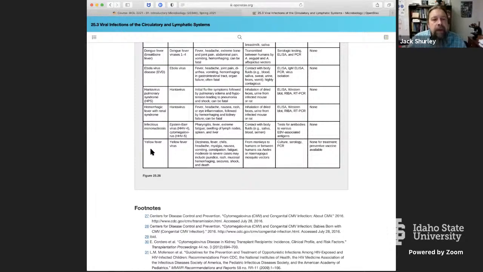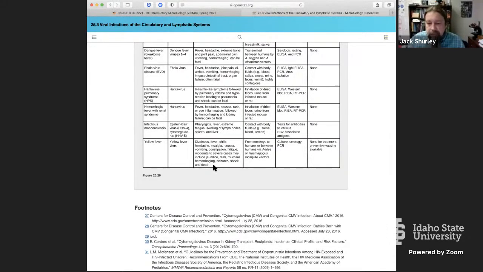Yellow fever. We started this whole chapter, I believe, with yellow fever and seeing the individual with the severe jaundice. So dizziness, fever, and chills, all sorts of other symptoms, but liver involvement is maybe one of the main indications that you've contracted this.